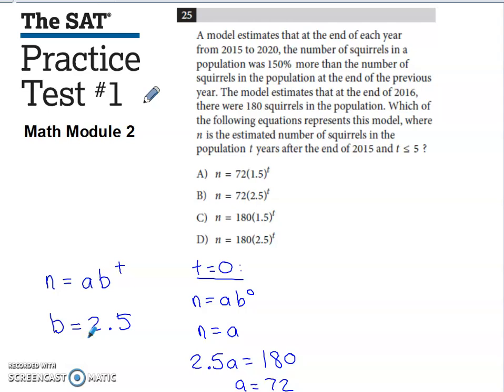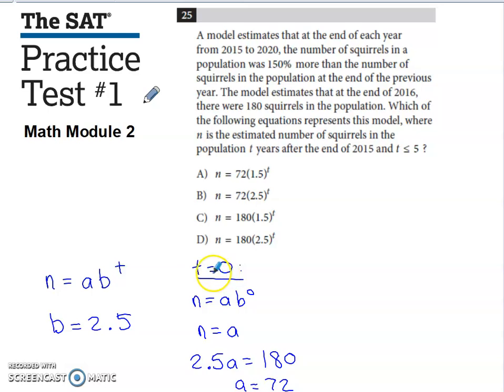After a calendar year, so end of 2015 to the end of 2016, I am going to have 100% of the squirrels that were present that prior year plus an additional 150%. So if I take 1.00 plus 1.50, the decimal that represents 100% plus the decimal that represents 150% increase, I'm going to end up with my base being 2.5.